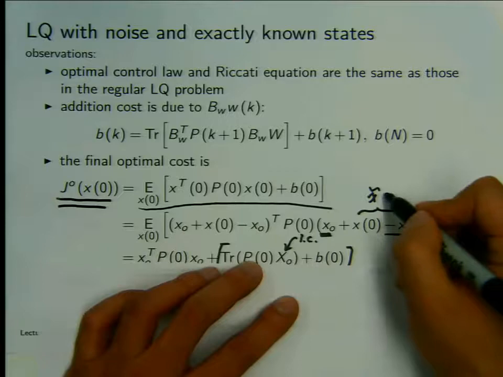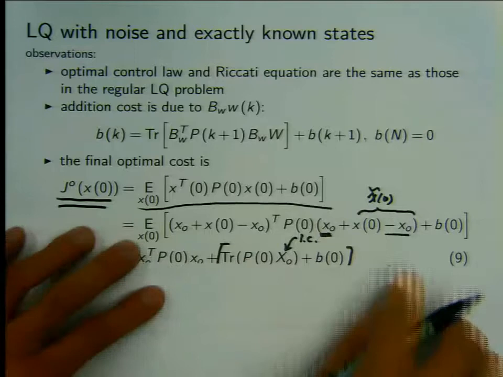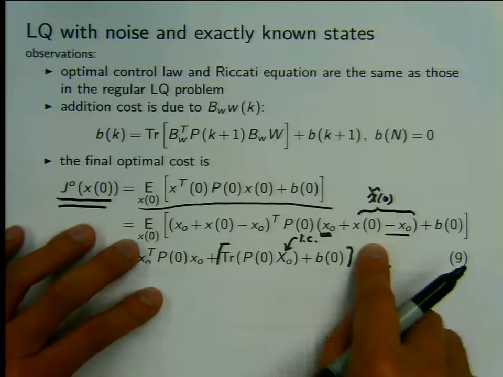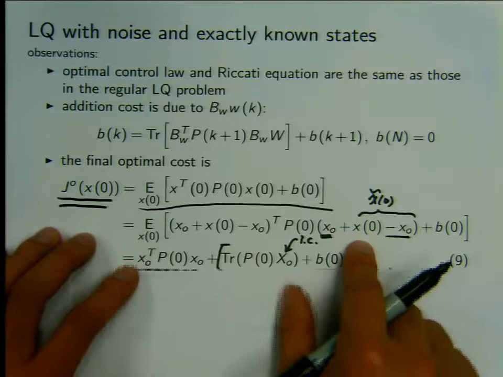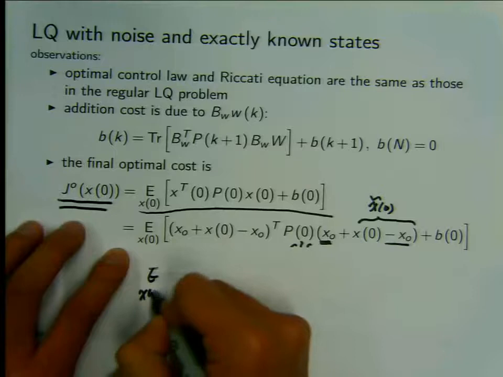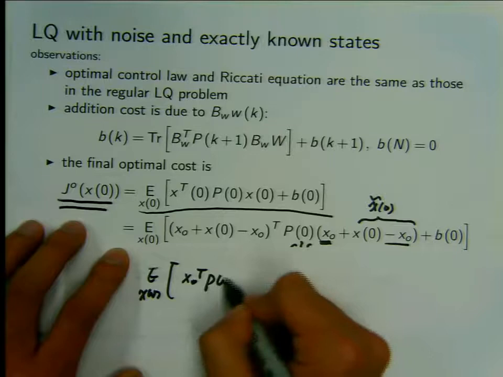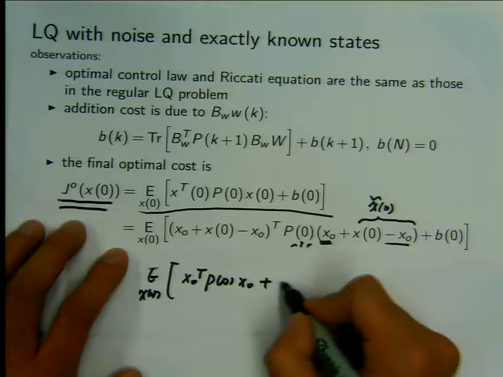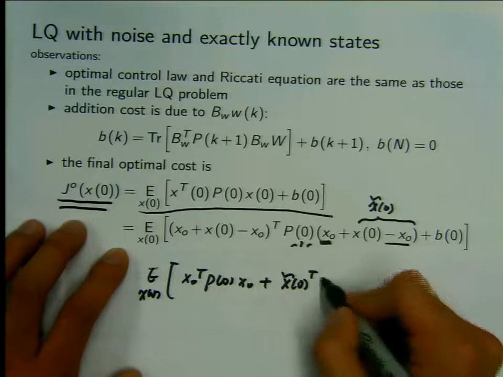Yeah, maybe we can. So this is the difference between x and its mean value. Now, if you expand this quadratic term, you're going to get the expected value of x0 transpose P0 x0 plus, if I use my notation here, x tilde 0 transpose P0 x tilde 0.